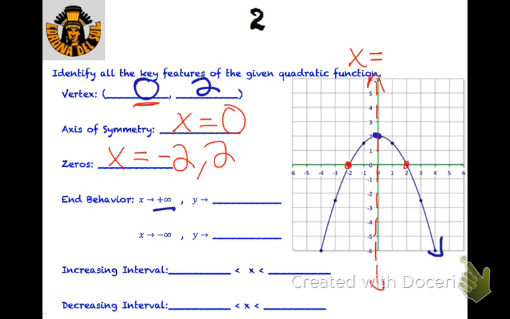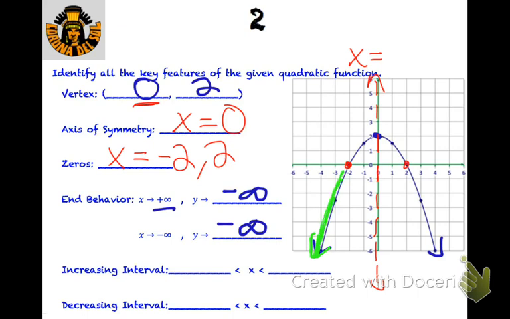The end behavior says what's happening to the graph as x approaches infinity. What's happening is the graph is going down, so it's getting more negative. So y is approaching -infinity. As x approaches -infinity, the y value is also getting bigger negatively, let's say. So -infinity.